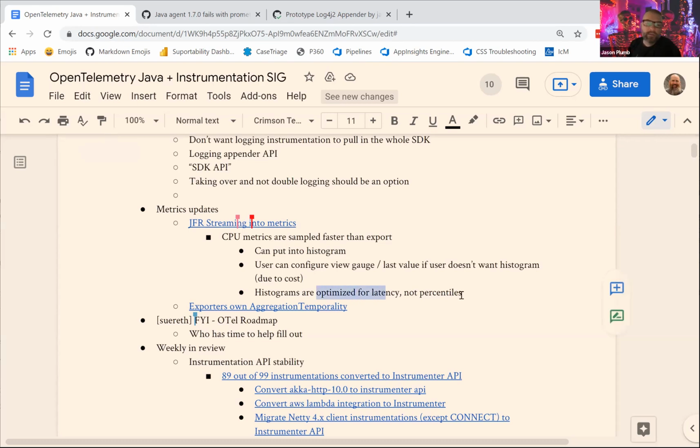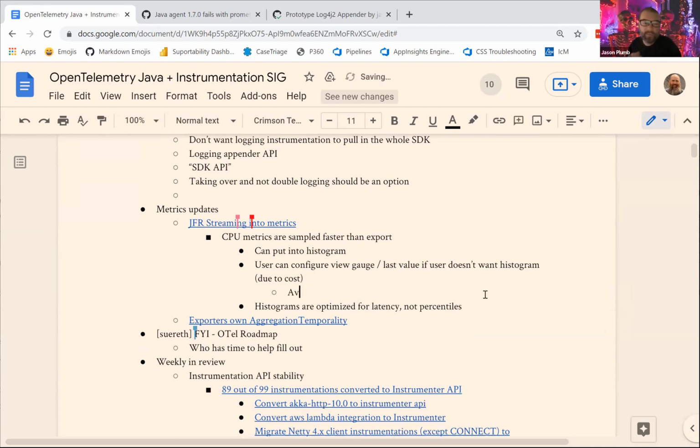Is there also, I don't know the view API very well, is there also an averaging view? So just to clarify my understanding, this last value is between metric samples, like JFR is sampling much faster than our instrumentation samples, or the metrics samples. Taking the last value is great, but you've lost some fidelity there. Another way of perhaps improving that fidelity is also averaging over that window, right?